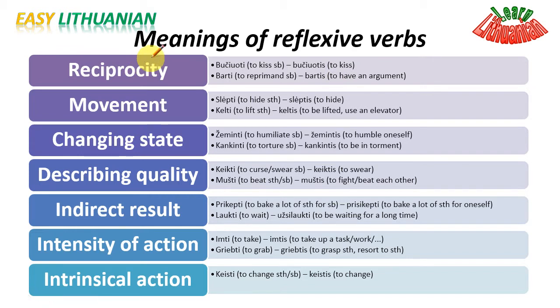Both or more people are doing the same action, and the action happens because there are two people doing the same thing, for example. So you can remember some verbs: bučiuotis, bartis, kalbėtis, to have a conversation. Kalbėti means to talk, and kalbėtis, to have a conversation or to chat with each other. So jie kalbasi, they are talking to each other, they're having a conversation. The action is reciprocal, they are doing the same thing. There are two doers of the action.